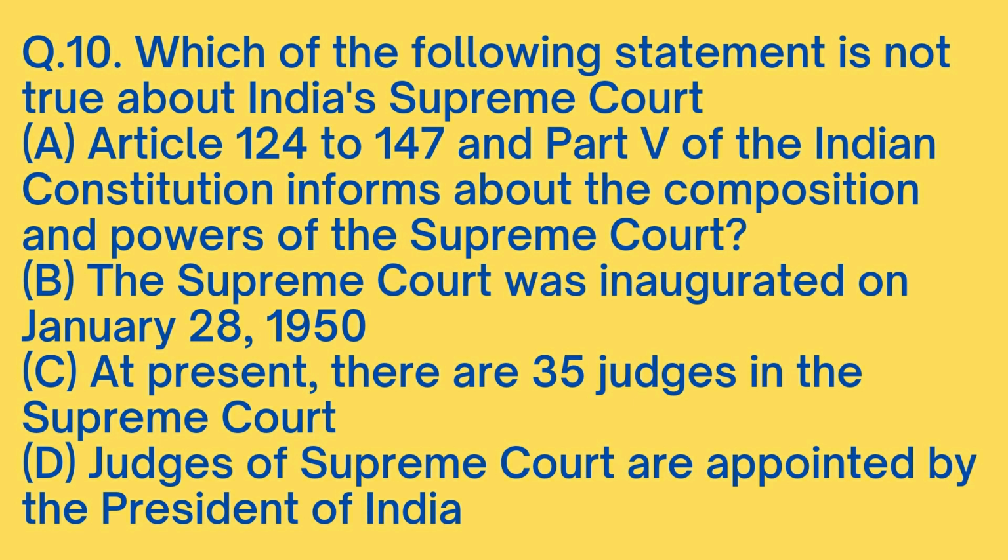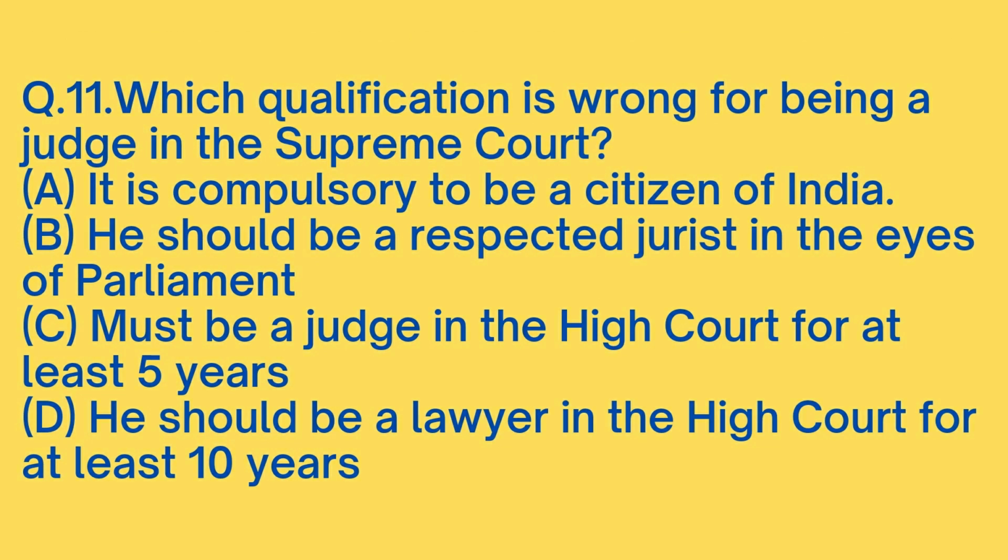Which of the following statement is not true about India's Supreme Court? Article 124 to 147 and Part 5 of the Indian Constitution informs about the Constitution and powers of the Supreme Court. It is true. The Supreme Court was inaugurated on January 28, 1950. True. At present, there are 35 judges in the Supreme Court. Wrong. 31 judges in 2019. Judges of Supreme Court are appointed by the President of India. It is true. So C is wrong.